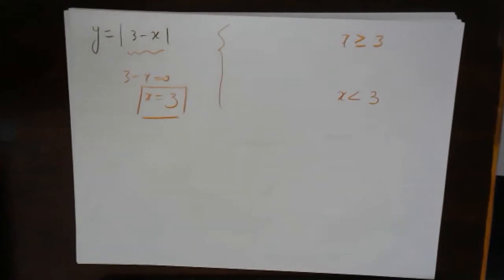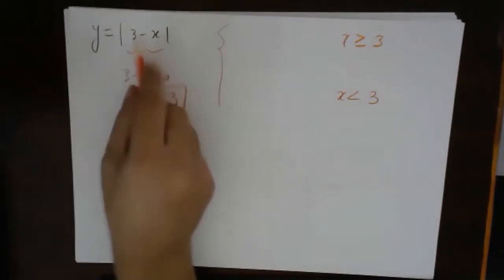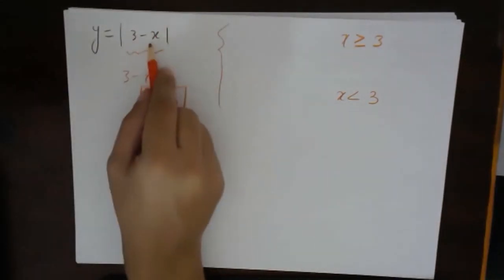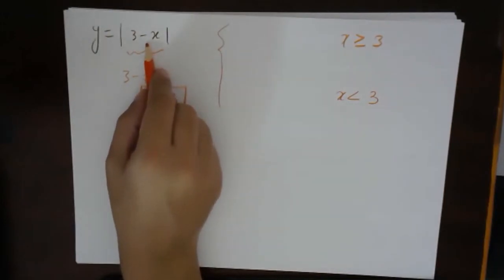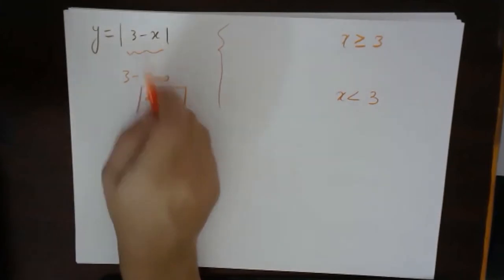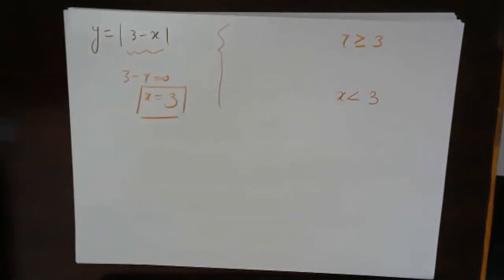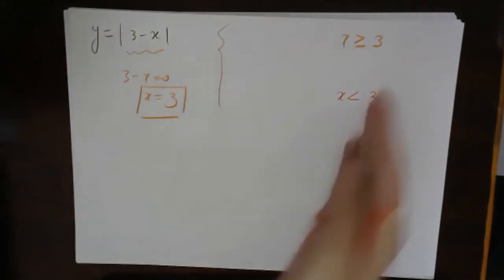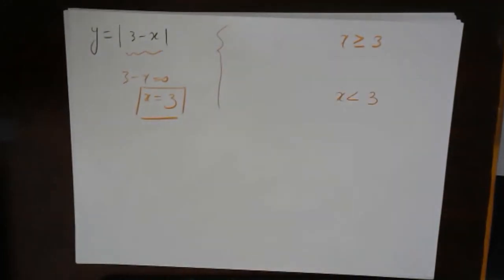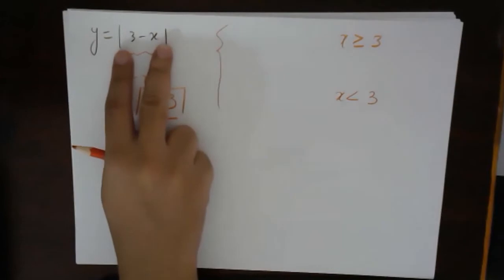What will happen to this part? If x equals 5, this will become -2. This will become negative of 2, right? Negative of 2 means the modulus will return which value? The modulus will return only 2. If you take x more than 3, anything more than 3, 5, 6, 7, 8, 9, 10, this part is becoming negative, right?